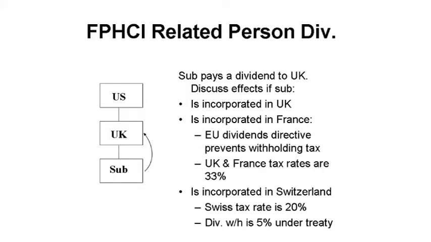A U.S. person owns a UK subsidiary, which in turn owns another subsidiary. The lower tier sub pays the UK sub a dividend. If the lower tier sub was incorporated in the UK and had a substantial part of its assets used in a UK business, then the same country exception applies. If it was incorporated in Switzerland, then the same country exception does not apply. I'll come back to this example again when I discuss the high tax exception.